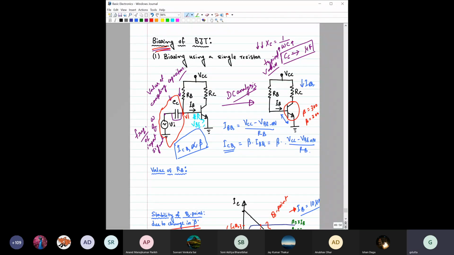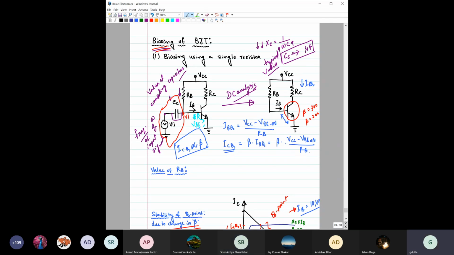Is that clear? Okay, sir. Then in the DC part, we are just taking VBB equal to VCC for a normal transistor, right? Yes, something like that. But first complete your point. We are taking VBB equal to VCC and we are neglecting the capacitor part, yes.